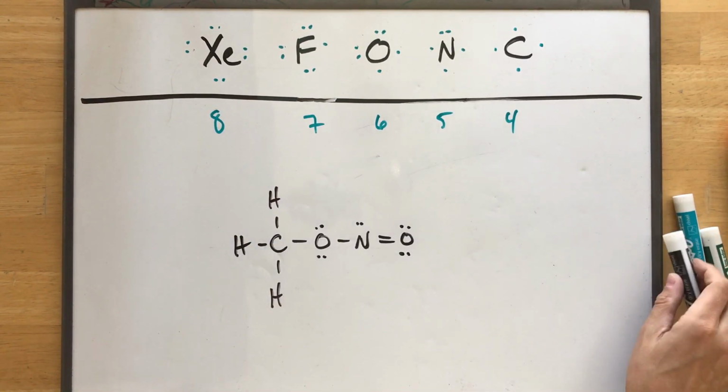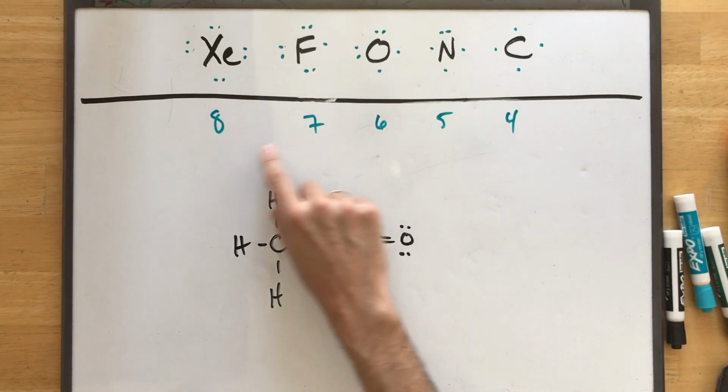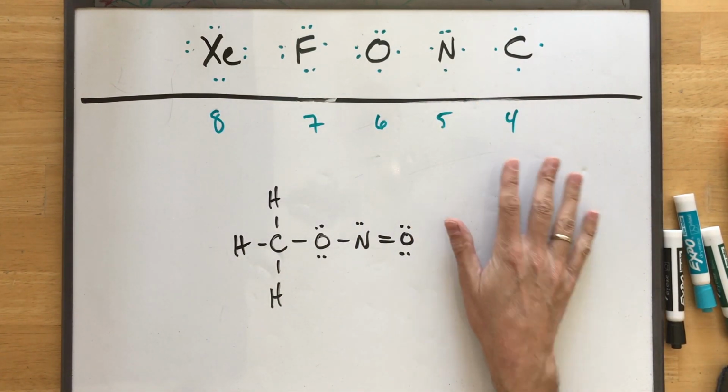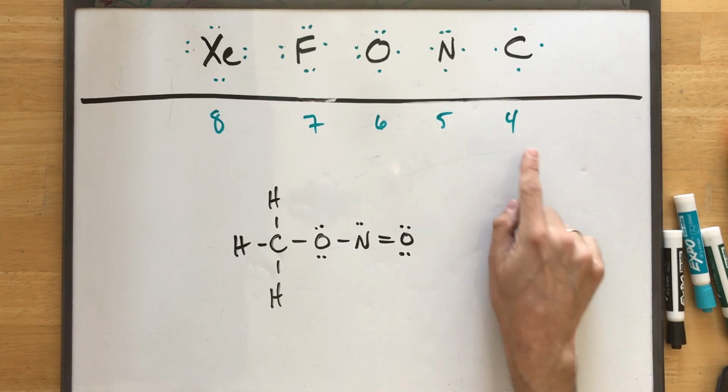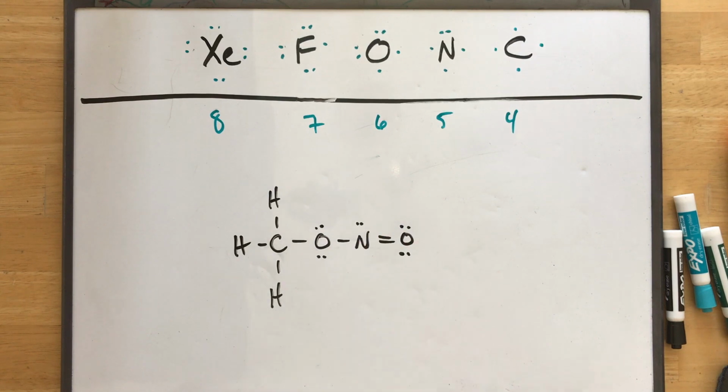What's great about this is that everything I'm showing you here, the 4, 5, 6, 7, 8, and these letters, are on the periodic table, which should be in your classroom. Your professor allows you to take it to every single exam because it sits there in the classroom. You can use those numbers to figure out what the formal charges are going to be.